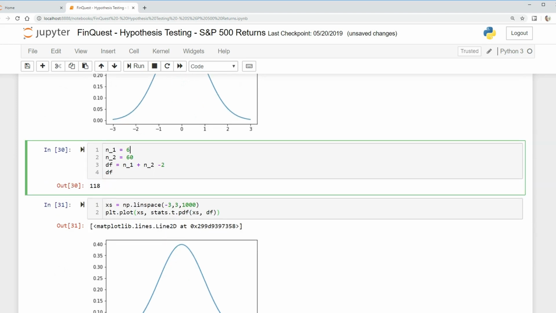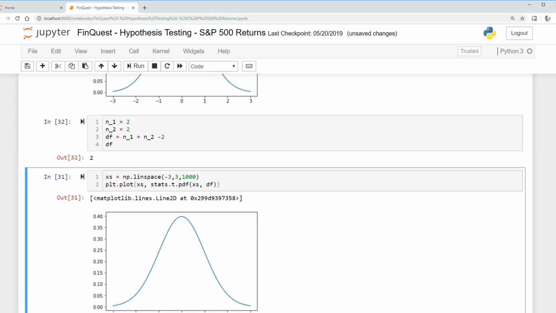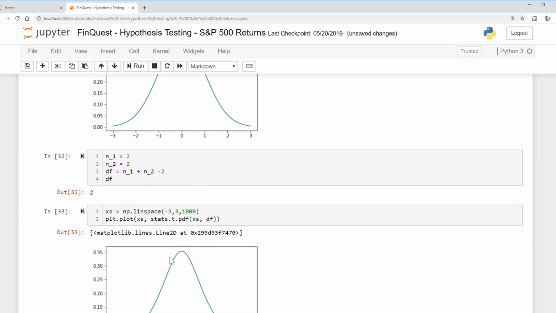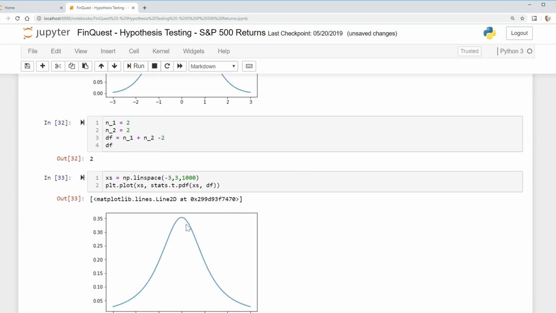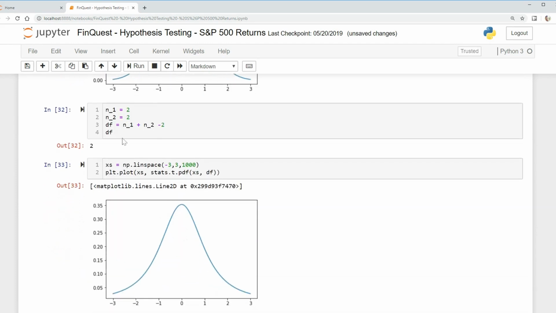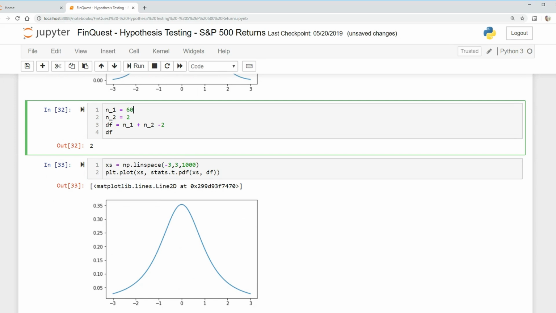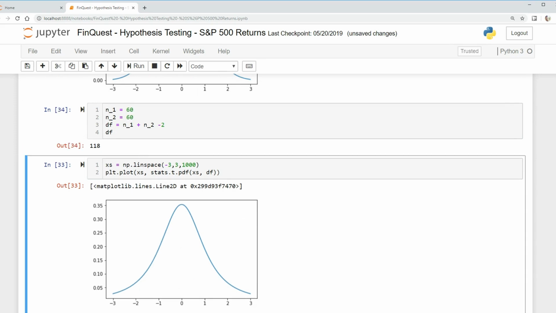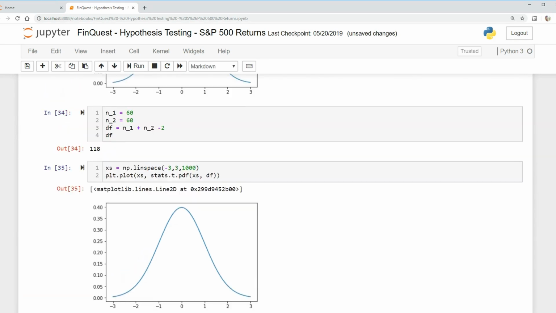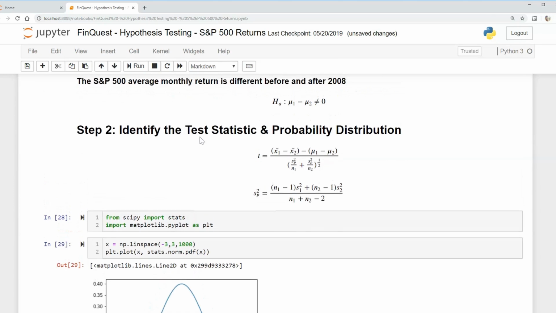Let's just say this was 2. So our degrees of freedom will be 2. What would that look like? There you can kind of see the difference: we have fatter tails, and you can see how different it is from the normal distribution. But since we have such a large number of samples that we're looking at, the closer it is to the population, so we have a distribution that looks like the normal distribution. So that is us specifying the test statistic and probability distribution.